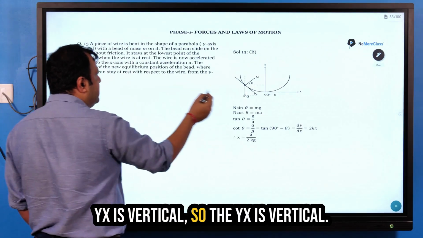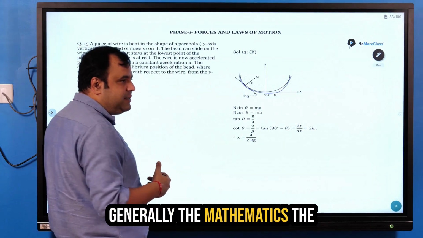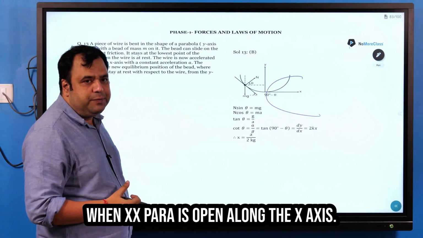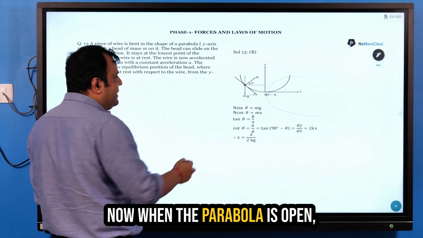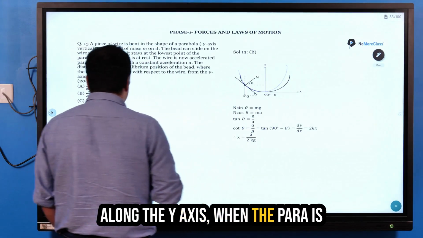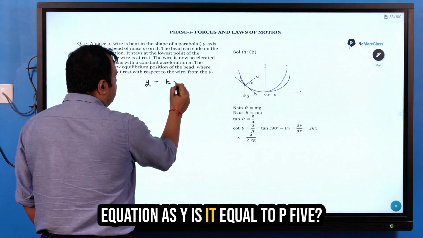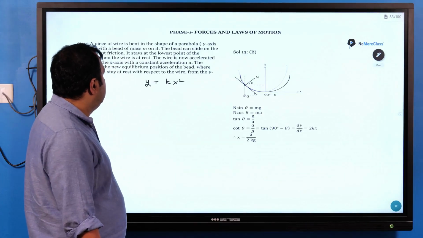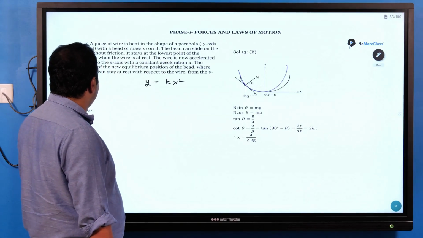The y-axis is vertical. This is the parabola. Generally, in mathematics students study the parabola opening along the x-axis. Now, when the parabola is open along the y-axis, I can take the equation as y equals k x square, where k is some constant.